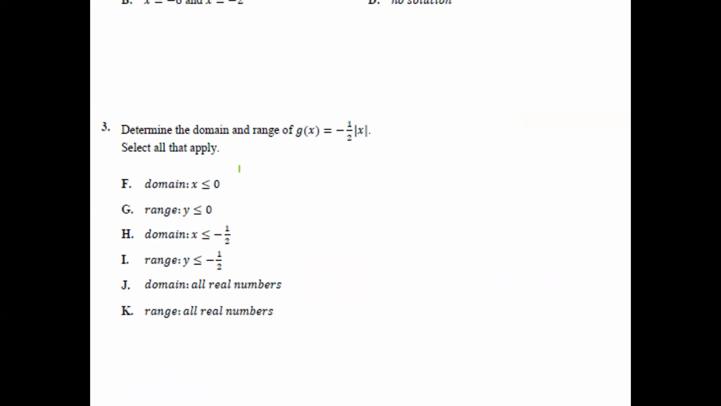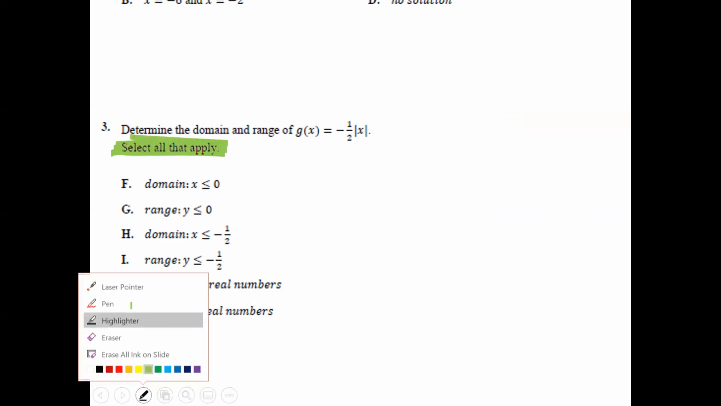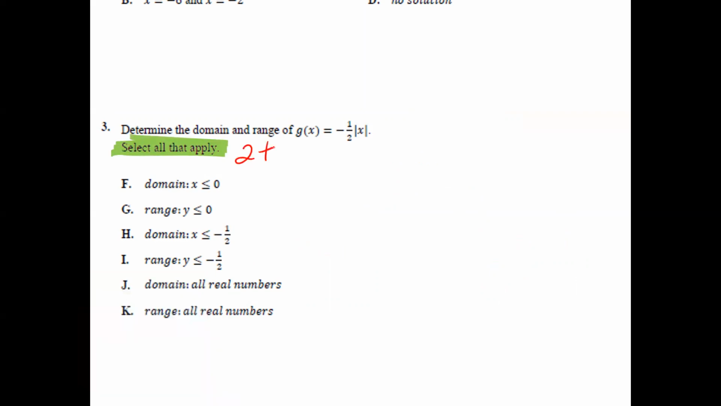For question number 3, this is the interesting one. When it says select all that apply, what that means is that there is more than one right answer. So you have to select at least 2 or more correct answers. If you select one of them and it's correct, but you didn't select the other one, it's going to mark it as incorrect. So let's go ahead and graph this.